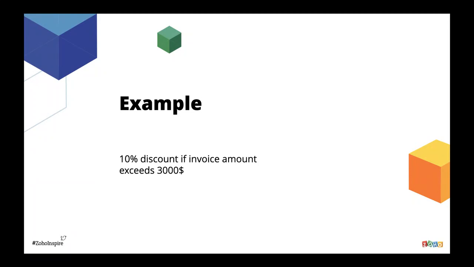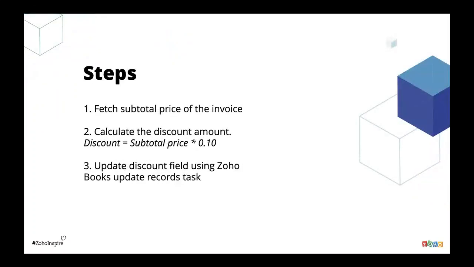So custom function is where you'll want to write Deluge, and writing the custom function is not as difficult as it sounds. You can perform that in 3 simple steps. The first step is to fetch the subtotal amount from the invoice, and then you will have to calculate the discount amount. This can be done by using simple math. If you multiply 0.10 with the subtotal amount that you fetched in the previous step, you will get the discount amount. So that is 10% of the subtotal price.